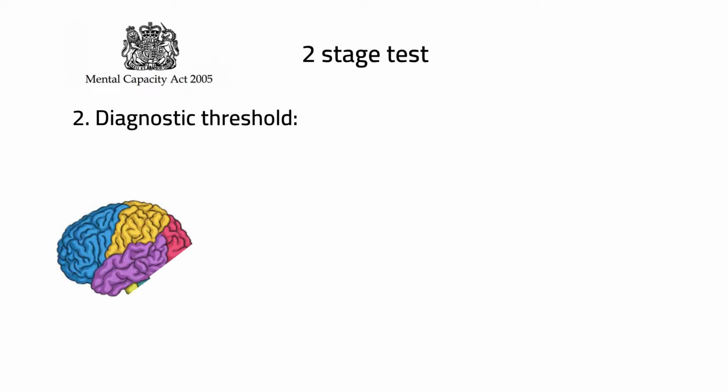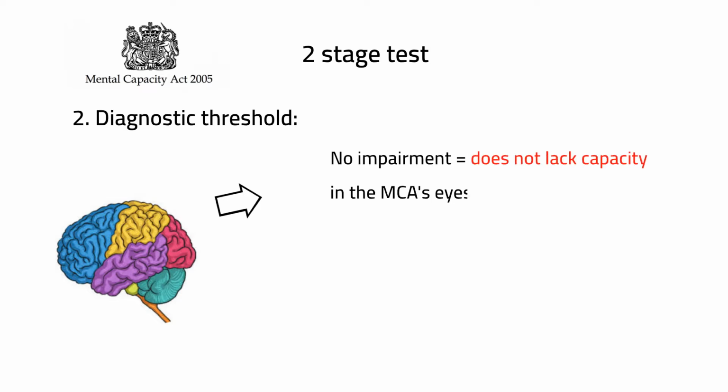If there is no impairment or disturbance in the person's mind or brain, then they do not lack capacity through the eyes of the MCA. If this is the case, you need to identify what else may be at play. For example, is there a need to educate the person on the topic of this decision? Are there any concerns around possible coercion or control?